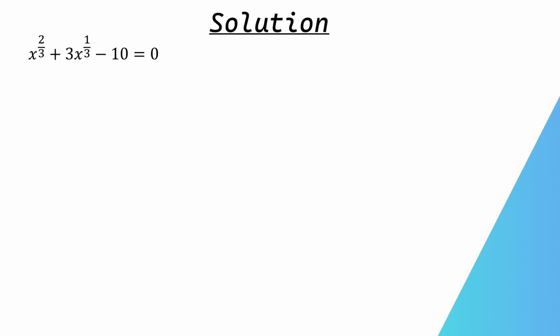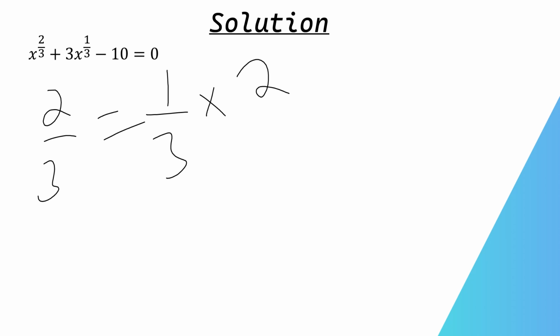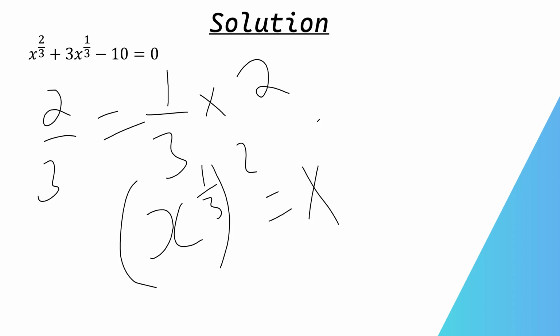So when you have 1/3, what's the relationship? Realize that 2/3 equals 1/3 times 2. Meaning, if you have x to the exponent 1/3 and you square it, you are supposed to get x to the exponent 2/3.